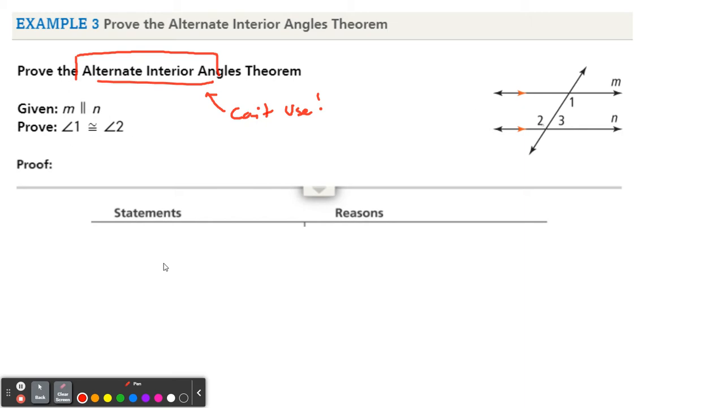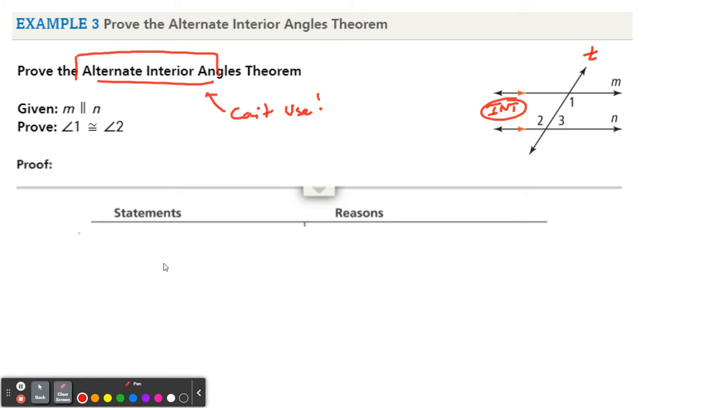So we are given that lines M and N are parallel, again, by the arrows. And we want to prove that angle 1 and angle 2 are congruent. Now, there's this third angle here. I assume we're going to use that somewhere throughout the proof. So let's remember that we have our transversal here, and again, this is our interior space. So all of those angles are in the interior.